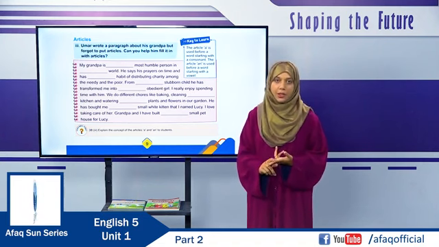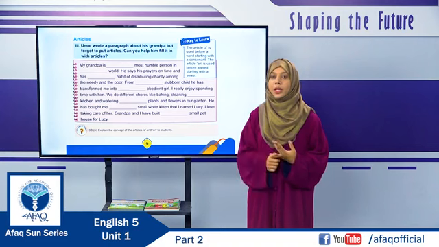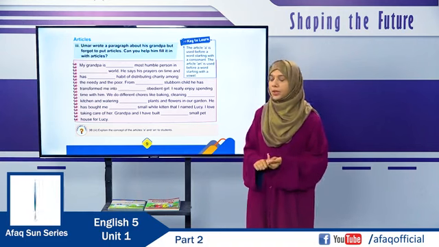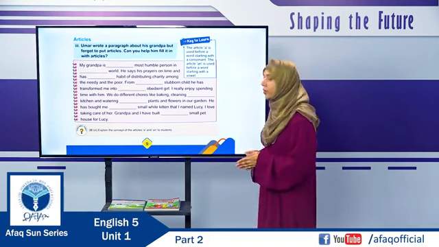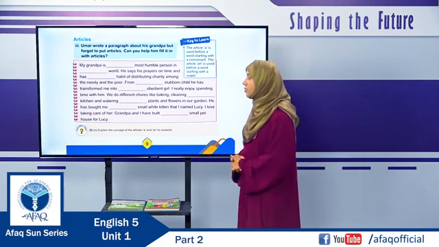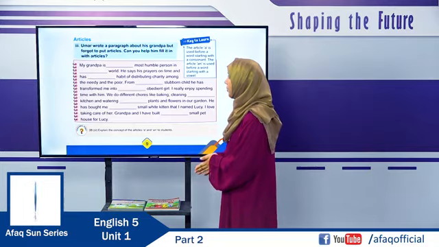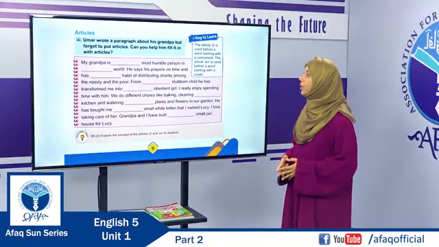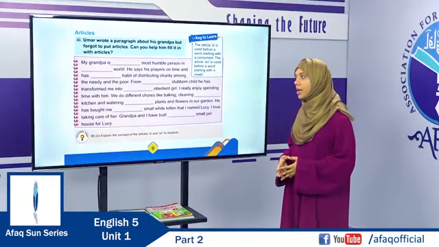A and an are indefinite articles whereas the is the definite article. So here we are going to revise the concept of articles. Okay, so let's read the instructions together. Umar wrote a paragraph about his grandpa but forgot to put articles.